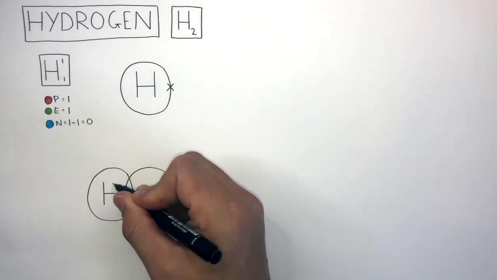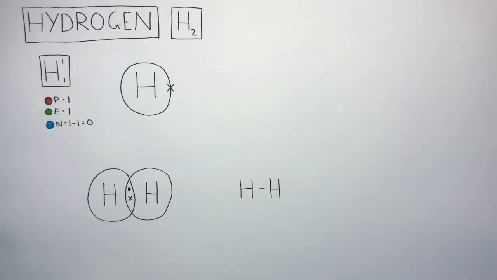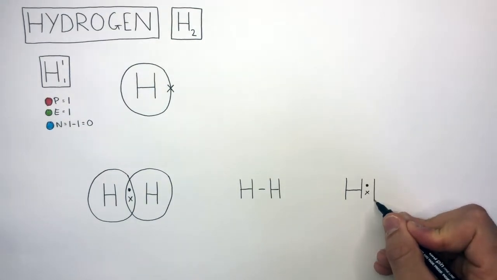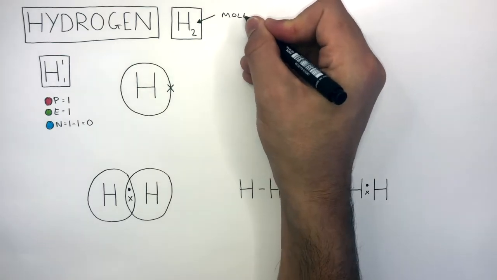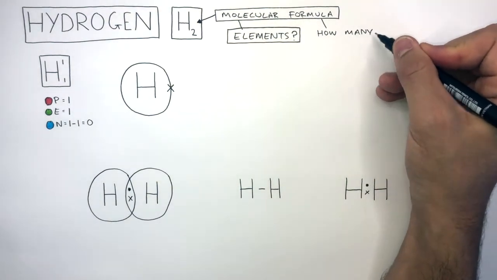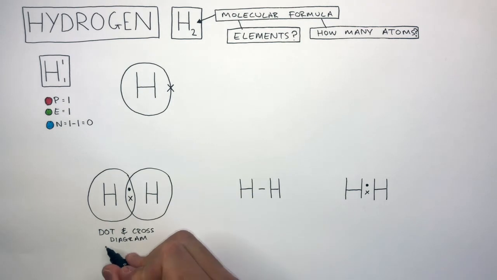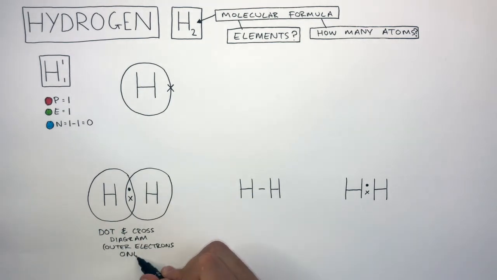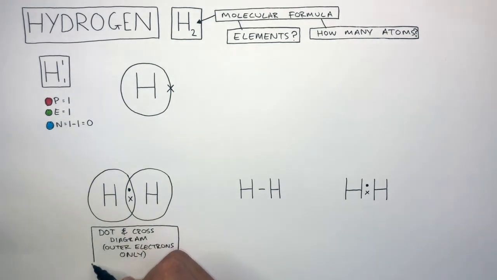This is a dot and cross diagram of a hydrogen molecule. This shows the structural formula, and then this is a simplified dot and cross diagram which does not include the shells. This is the molecular formula, which tells us which elements are present and how many atoms there are. So this is the dot and cross diagram, where I'll only be showing the outer electrons only. It is possible to draw the inner shells on a dot and cross diagram. However, the exam will normally ask you just to draw the outer electrons only.